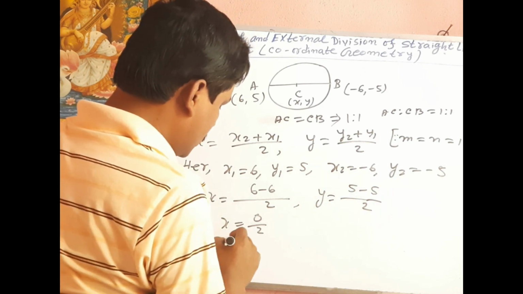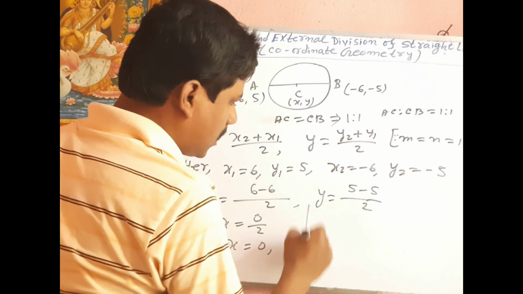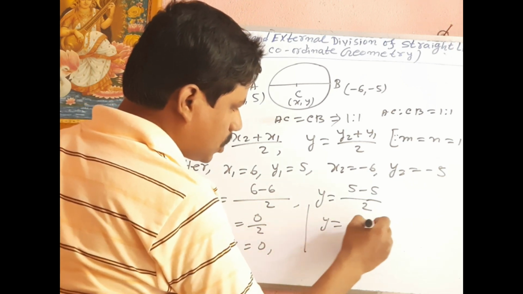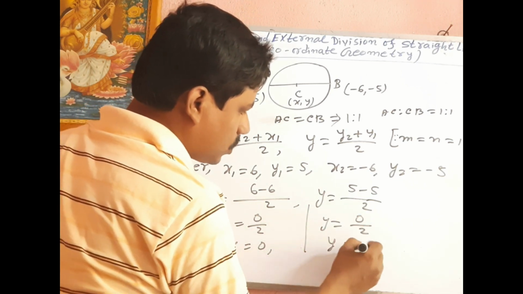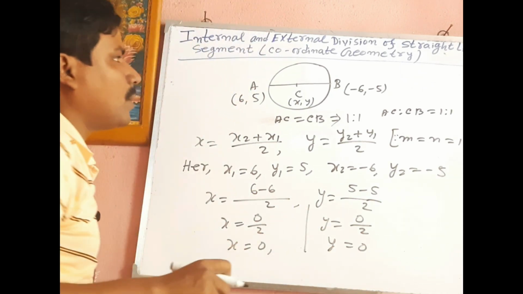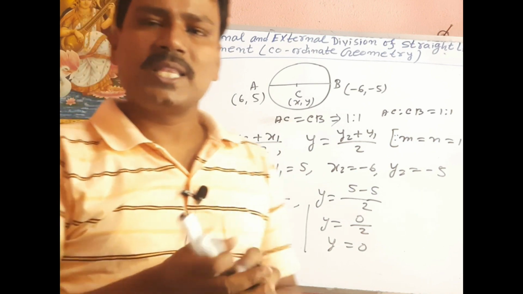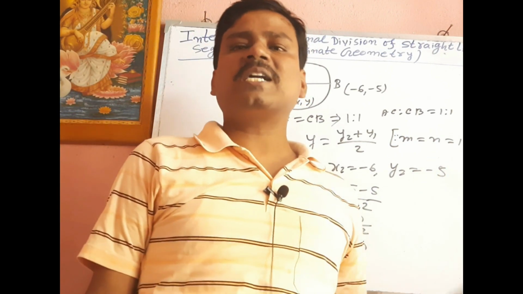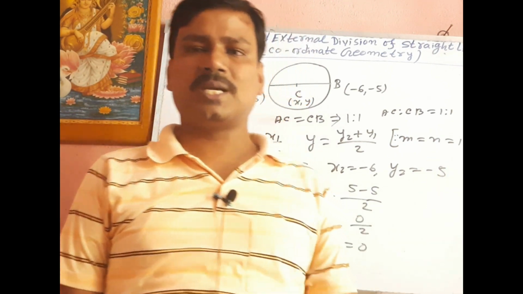That is 0 by 2, so x is equal to 0. Here y is equal to 0 by 2, that is y is equal to 0. So the coordinate of C is (0, 0). This is the completion of the third example and the last example of the day.